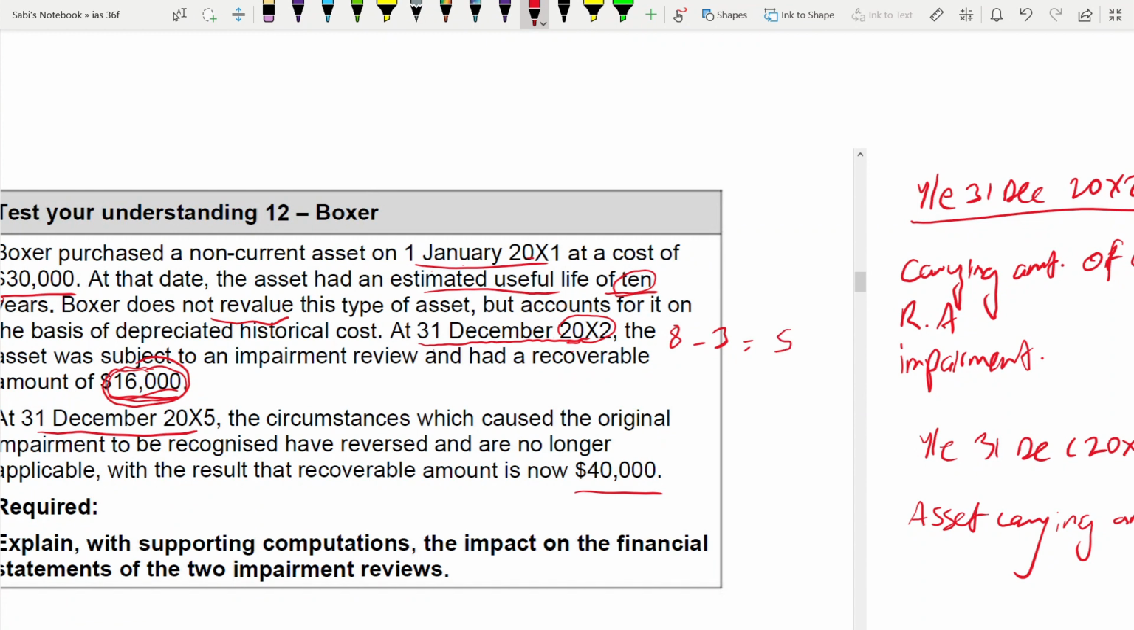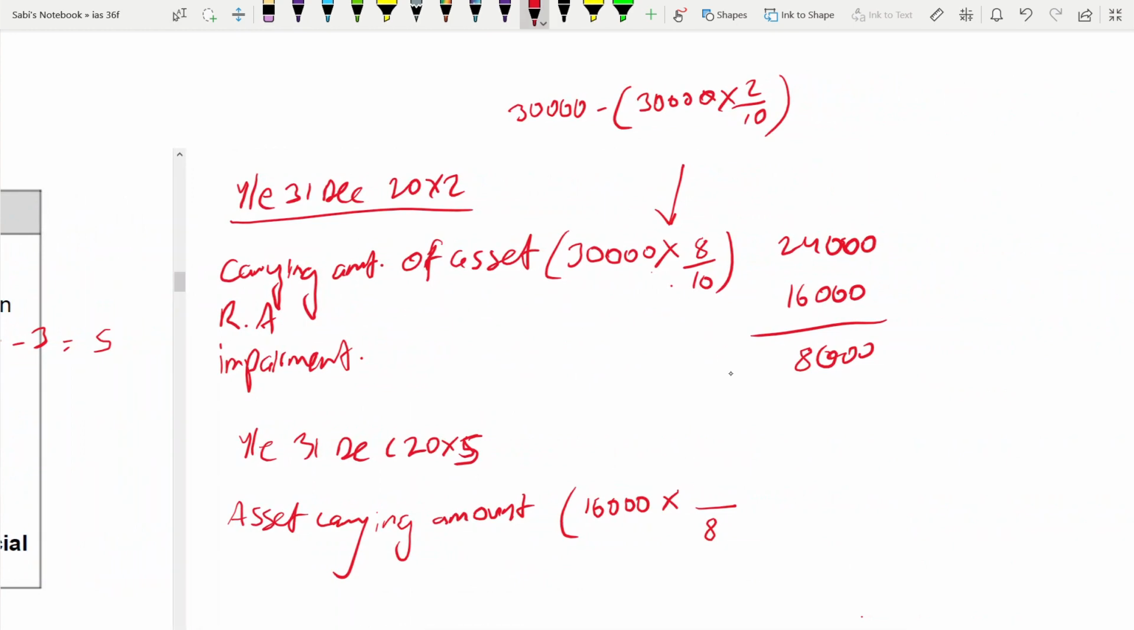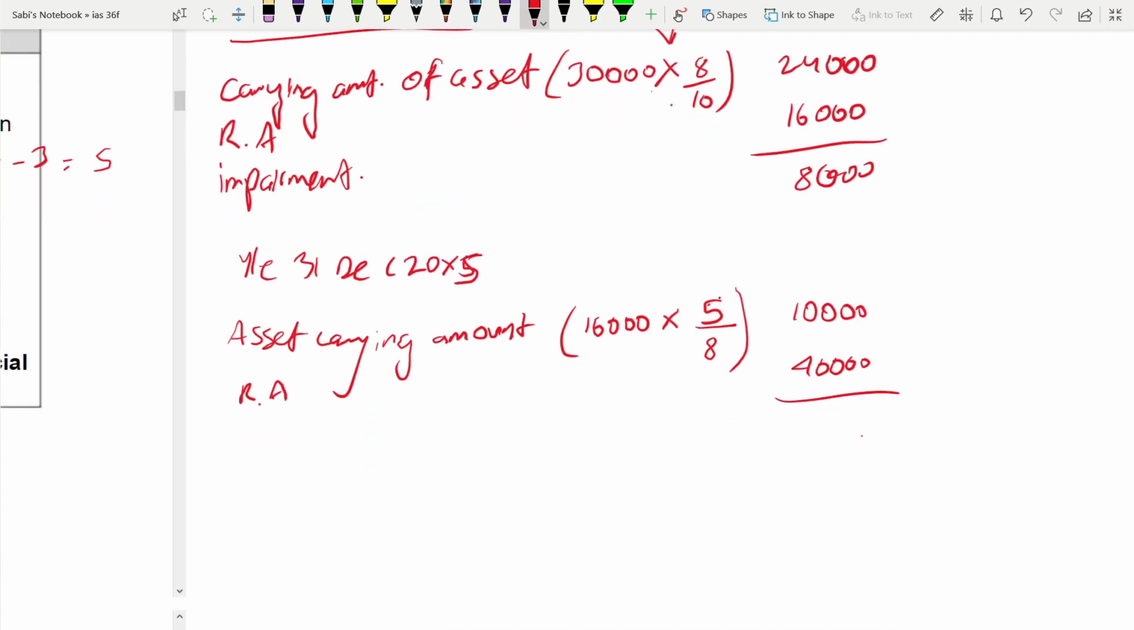That means 3 years of depreciation you have to deduct. The useful life will be 8 years, you reduce 3 years of depreciation for 2003, 2004 and 2005. So the balance will be 5 years, which will be 10,000. Recoverable amount is 40,000 because they told us 31st December 2005, this is the recoverable amount. Recoverable amount is more than carrying amount, so impairment is nil.